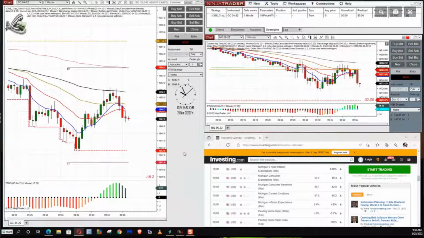The NQ, I think the NQ is getting ready to test that low. At some point, we know it's going to test it. It's just what it does.